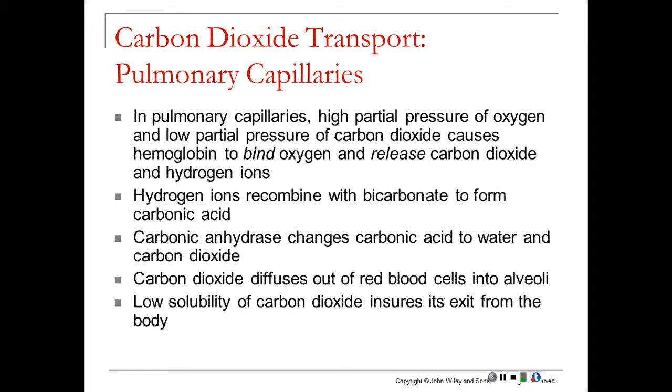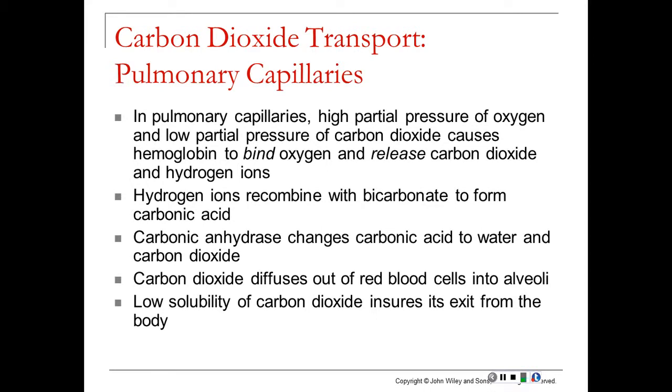So let's talk about the pulmonary capillaries. In the pulmonary capillaries, there's a high partial pressure of oxygen and a low partial pressure of carbon dioxide. That's going to cause hemoglobin to bind to oxygen and to release carbon dioxide and hydrogen. The hydrogen is going to recombine with bicarbonate to form that carbonic acid. Carbonic anhydrase is then going to change carbonic acid to water and carbon dioxide, and then that carbon dioxide can diffuse out of the red blood cells into the alveoli where we can exhale it.